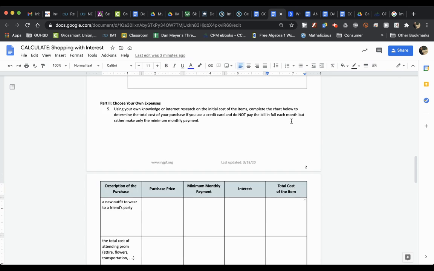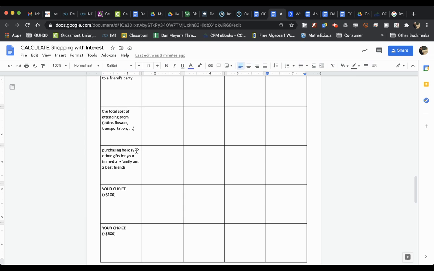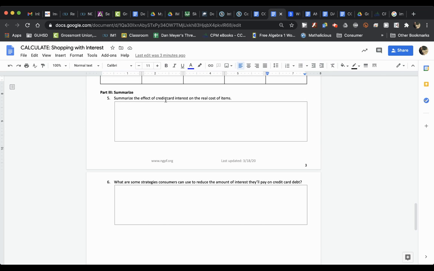So just repeat the process that you did in part one. You're going to do this for each of these different categories you can pick. Then at the end, you're going to summarize the effect of having credit card interest on the real cost of the items. Is it ending up that you're paying a significant amount more if you're not paying it off in a timely manner? Or do you think it makes a difference if I'm only doing the minimum versus a little more, or paying it off on time? And then, what are some strategies consumers can use to reduce the amount of interest they'll pay? What are options that will enable you to have less interest being paid on the items?